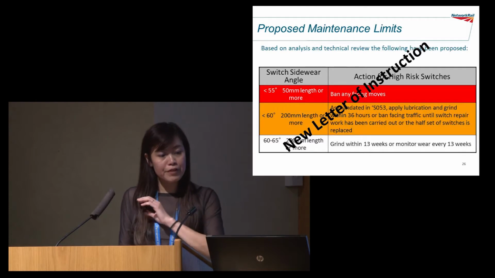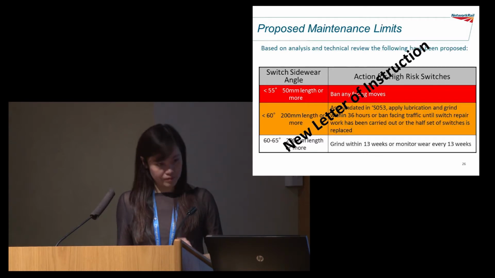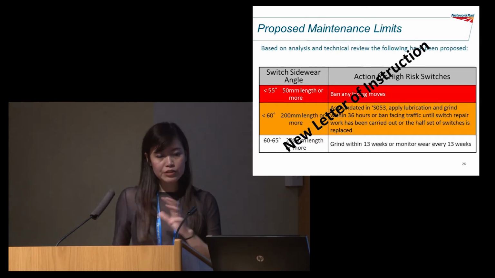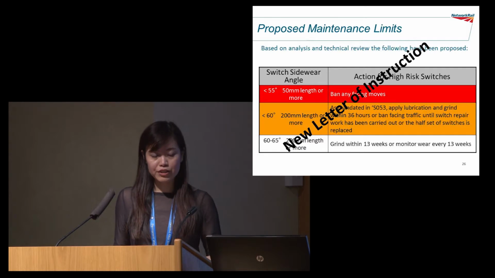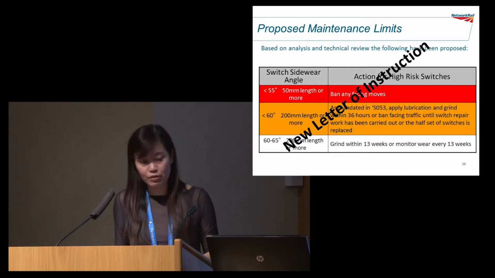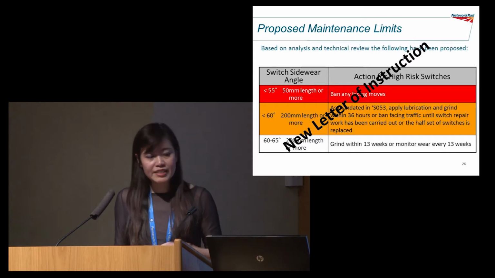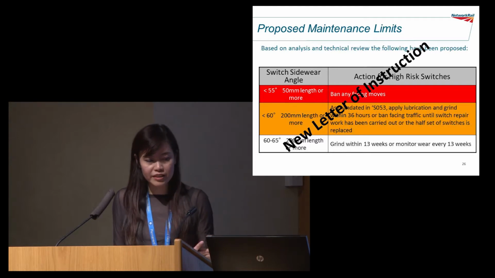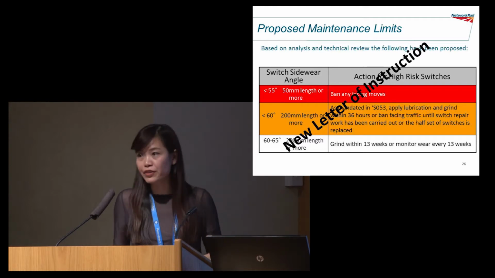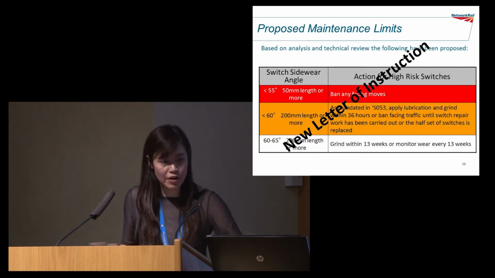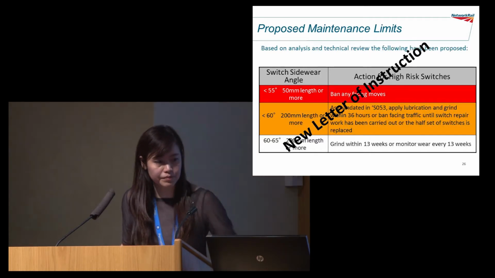Even if you lubricate your switches very well, the wheel will still climb. Anything between 55 and 60, you can do as the inspection standard says: apply some lubrication and grind within 36 hours. Between 60 and 65 degrees, as in the new instructions, try to grind within 13 weeks, or monitor the wear every 13 weeks to make sure it doesn't go below 60. So these are our new maintenance limits.